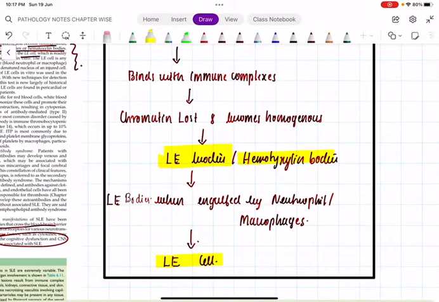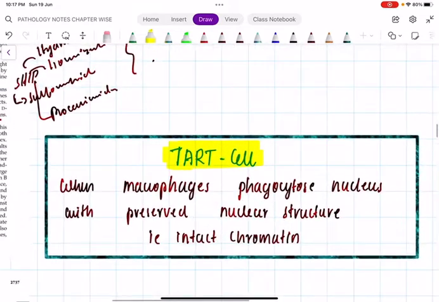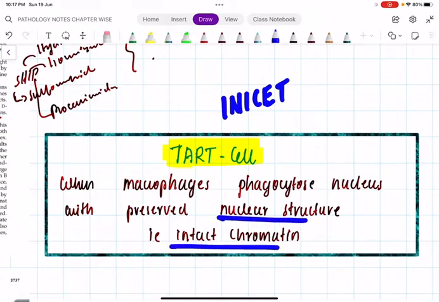Here is a high-yield piece of information, which you may get as a question in the INICET exam. That is called the TART cell. What is a TART cell? Suppose these macrophages or neutrophils phagocytose the nucleus, and at the same time the nuclear structure is preserved, that means the chromatin is intact, we call it a TART cell.